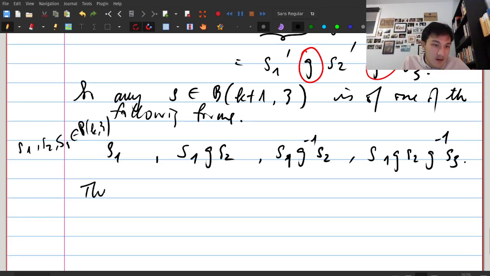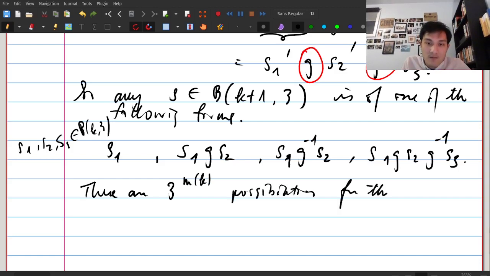Okay, so there are 3 to the M k possibilities for the first case. That's by the induction hypothesis.